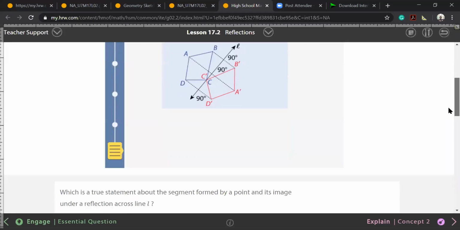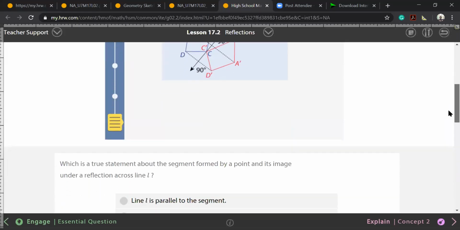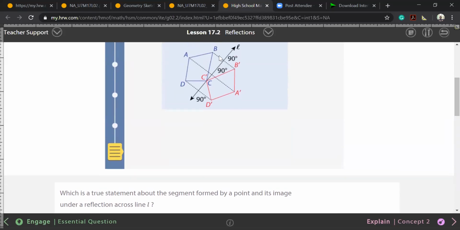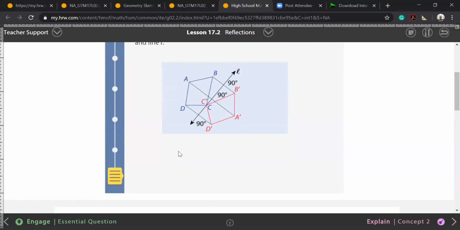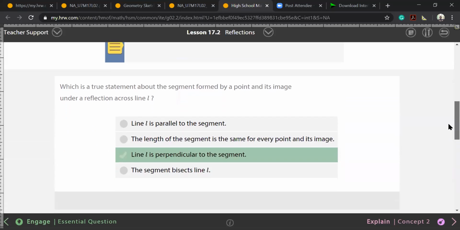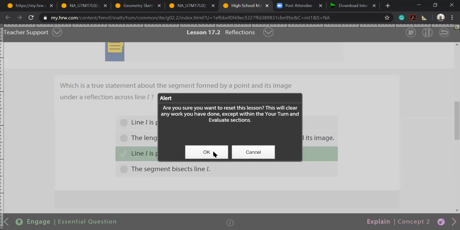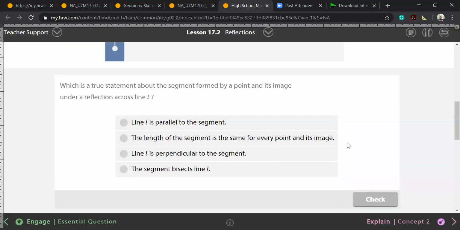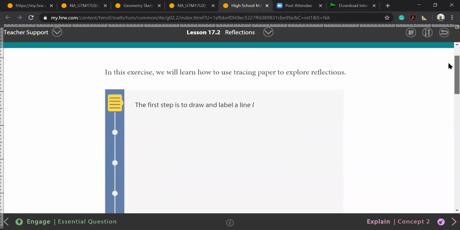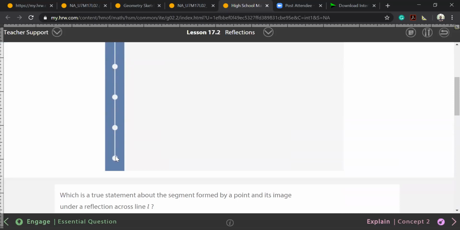And now let's go back to here. Okay. Which is true about the segment formed by a point? This is the segment formed by the point and the line N. What is true about this segment and line L? Let's read the choices and choose the correct answer. I already chose it for you. Let's say, for example, it wasn't chosen. Let's read. Line L is parallel to the segment. What do you think? Is line L parallel to the segment?